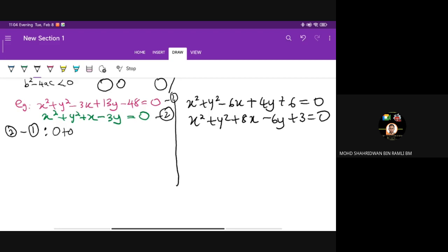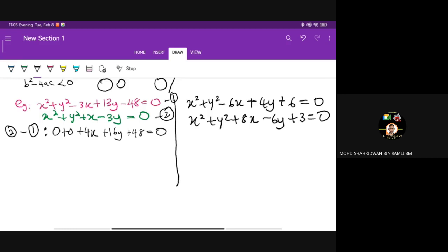Then x minus 3x, so it will be plus 4x. Next, negative 3y minus 13y, so it will be plus 16y. Lastly, 0 minus 8, so it will be plus 48, which is equal to 0. So from this one, you will have something like a linear equation.